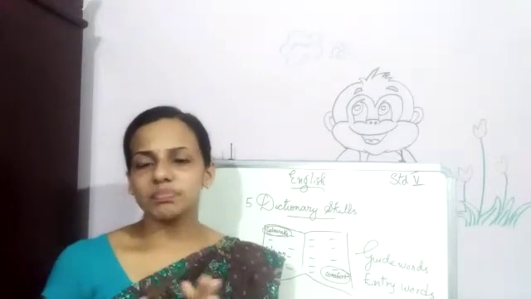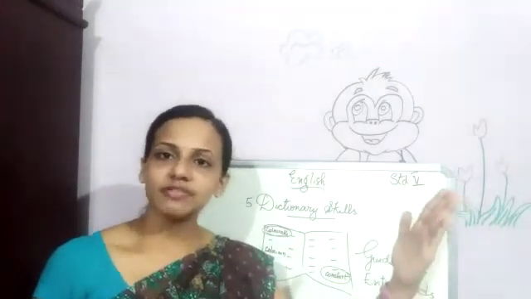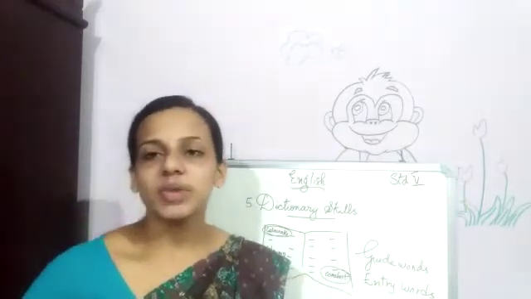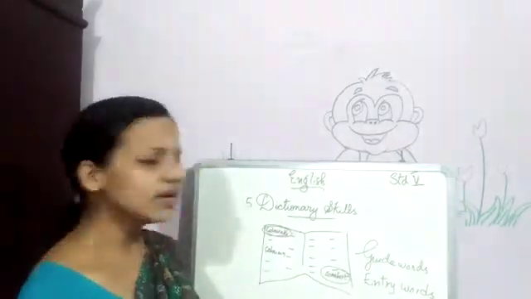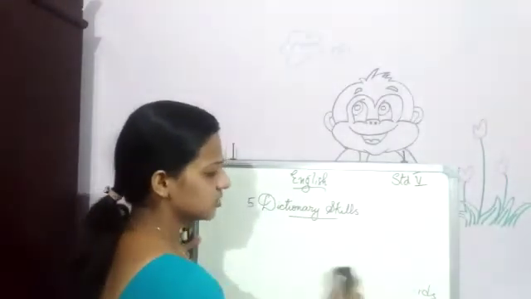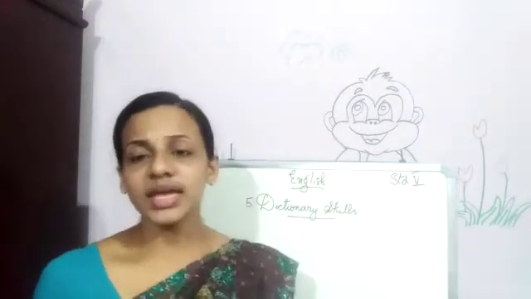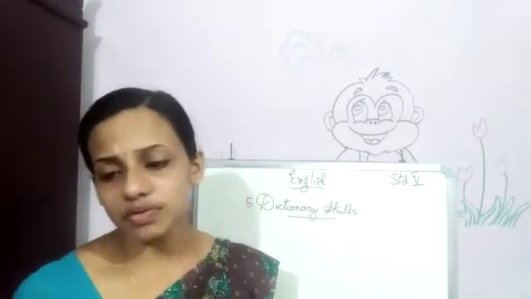So if we want the meaning of a word starting with A to M, it will be in the first half, and N to Z, it will be in the second half. Another thing we have to take care of is that when we check the meaning of a word in the dictionary, the root word will be given.